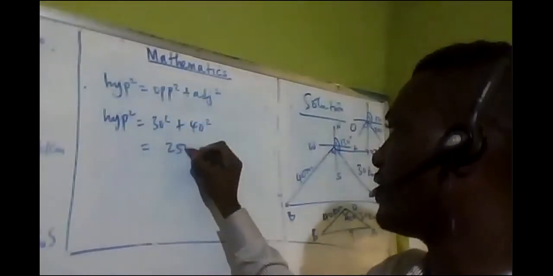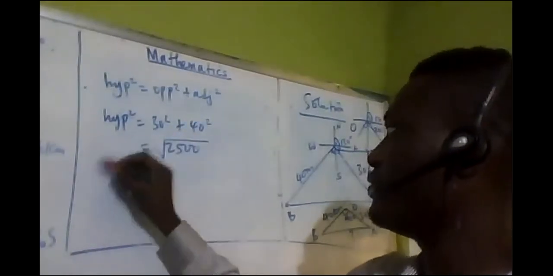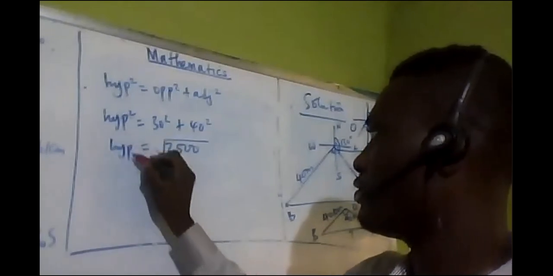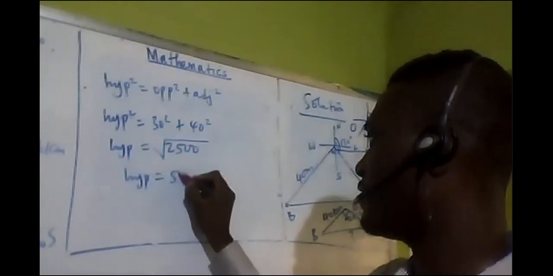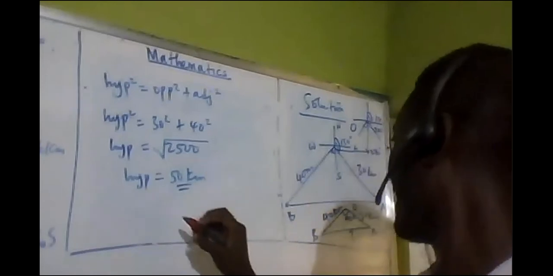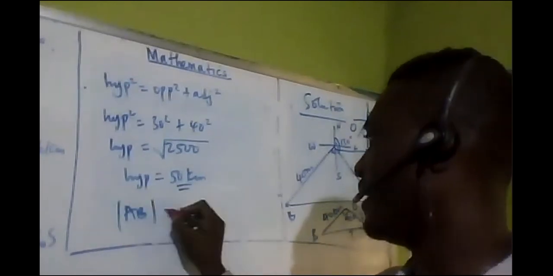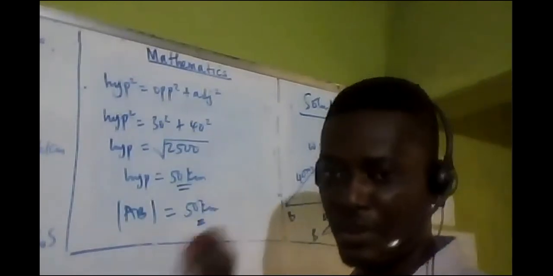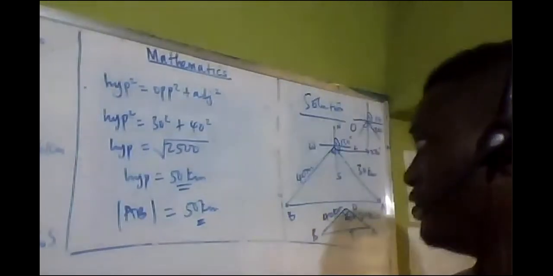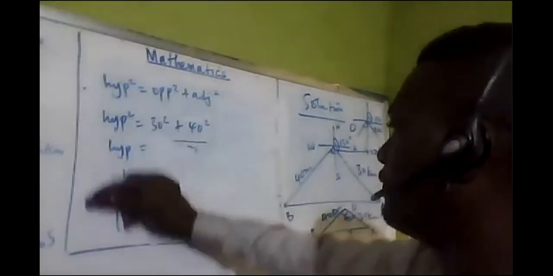And that should give us 2,500. If you look for the square roots, hypotenuse will now give us what? 50 kilometer. And that hypotenuse is your side AB, line AB, 50 kilometer. Hope that one is clear enough. So let's go to the final example.